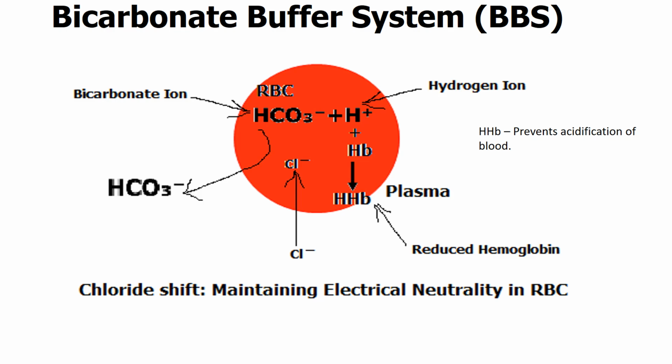The hydrogen ion in turn combines with hemoglobin to form the reduced hemoglobin, which is taken into the plasma. Now, the reduced hemoglobin prevents acidification of the blood. Meanwhile, as bicarbonate is leaving the cell, it is replaced with chloride ion. Now, it is the movement of the chloride ion into the red blood cell that is referred to as the chloride shift. The chloride shift occurs to maintain electrical neutrality of the red blood cell.